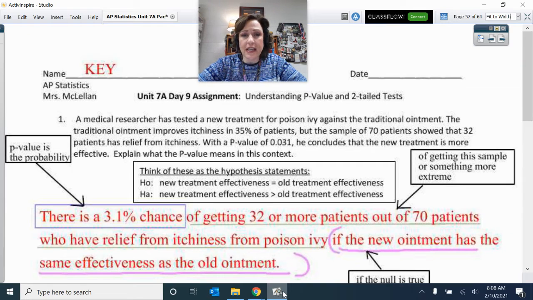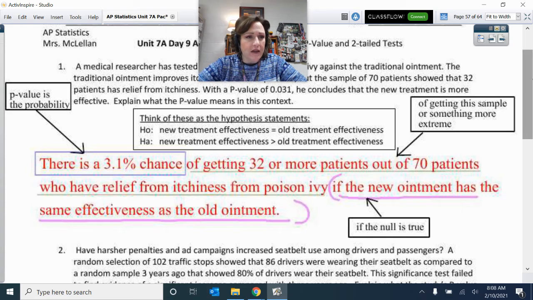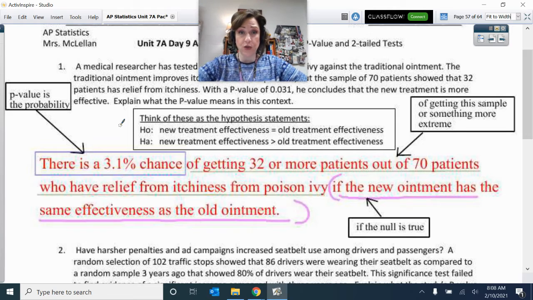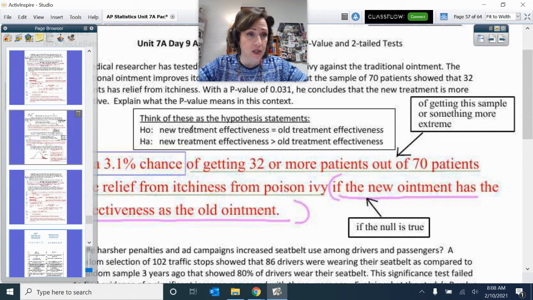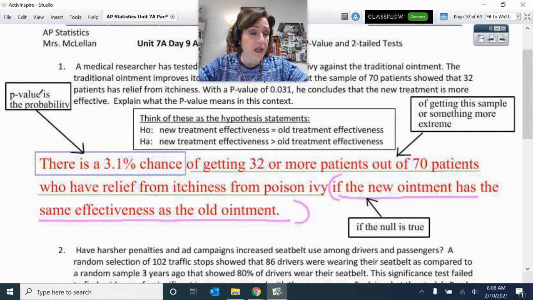All right, let's see how you did on your assignment yesterday, understanding the p-value interpretation and your two-tailed test. So here we have this first statement where you have really three parts to that p-value interpretation. Remember, one part is that the p-value is the probability. The second part is you talk about this sample or something more extreme, so it's the probability that you get those sample results that you got, if the data is anchored around where the null hypothesis is, if the claim is true.